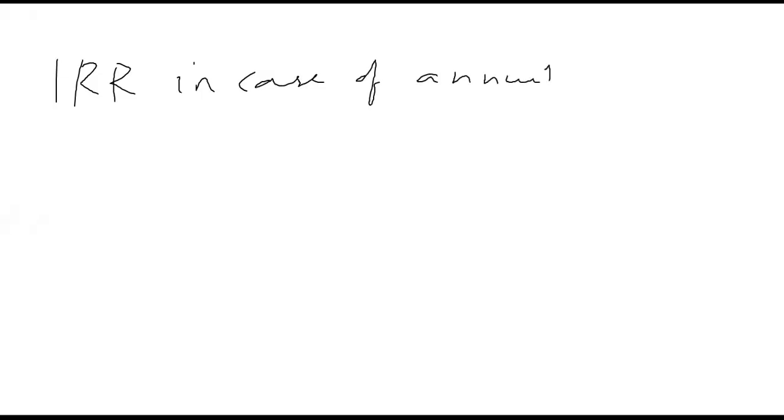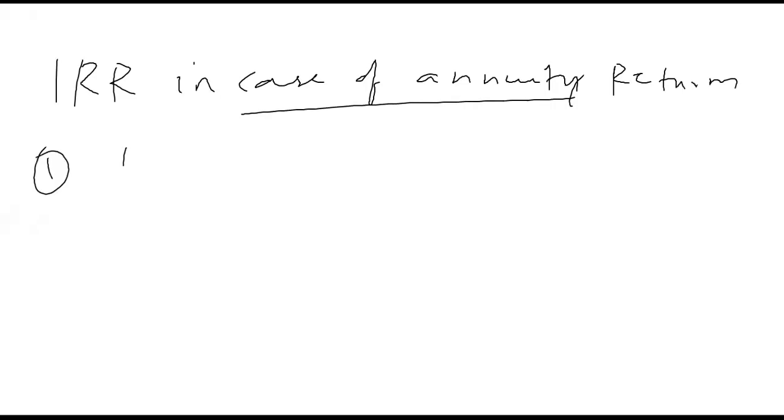We are doing IRR in case of annuity return, where we are going to make use of that annuity table for calculation. We have 3 steps for this. Already you have written, you need not. First is we are going to calculate the payback of the project, in this case known as P ratio, which is your initial cost divided by annuity returns.